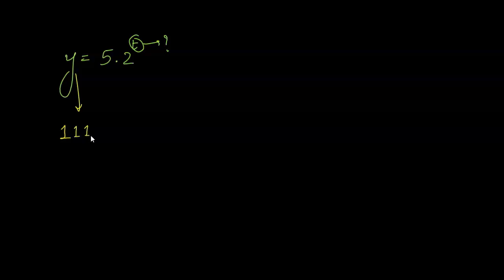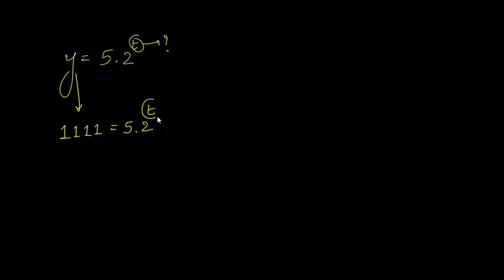Suppose we have an exponential equation y equals 5 times 2 raised to power t, right? When you substitute different values of t, you will get different values of y. Suppose I am more interested in finding, for what value of t would I get y equals 1111, right?